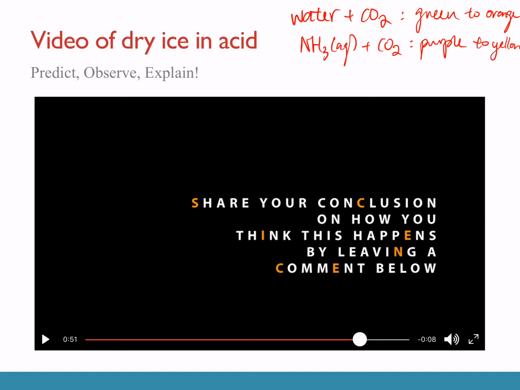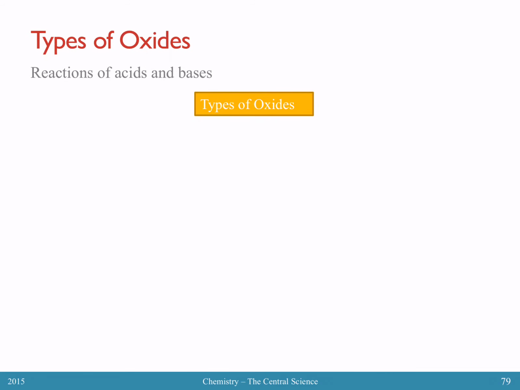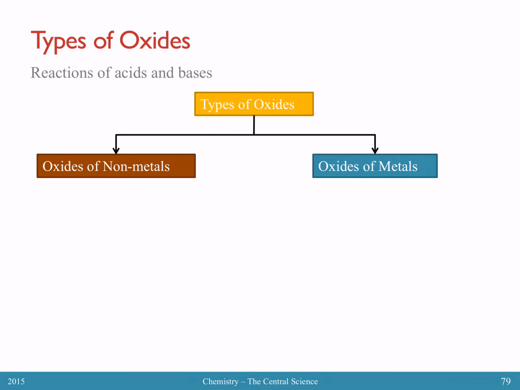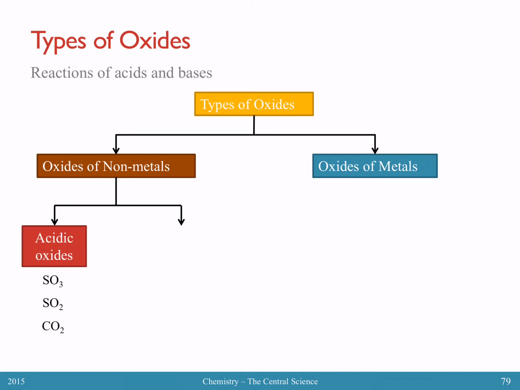Okay, so now let's try and explain what happened. Today we'll learn about types of oxides. So there are 4 types of oxides. Generally, we can split it first into 2: the oxides of non-metal and the oxides of metal. When you are an oxide of a non-metal, you can be categorized as an acidic oxide, here are the examples, or it can be categorized as a neutral oxide. Here are the examples.